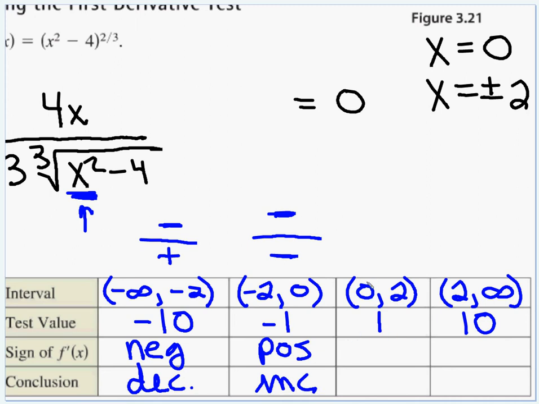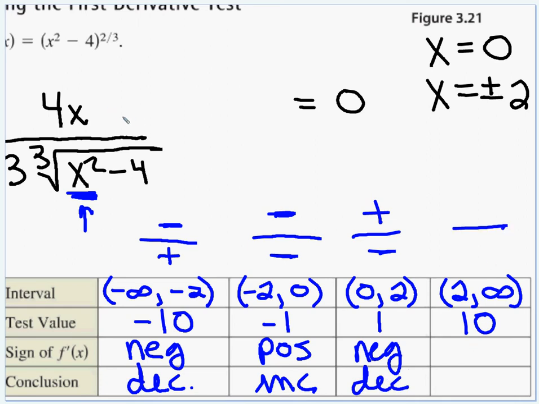Okay, 0 to 2, we picked 1. 4 times positive 1 is positive. Under the radical, positive 1 squared is 1, minus 4 is negative 3, and that's negative under the third root. Cube root of that is negative. 3 times that is still negative. Oop, that's my denominator up here. Positive divided by negative is a negative derivative, and that tells us our function is back to decreasing.